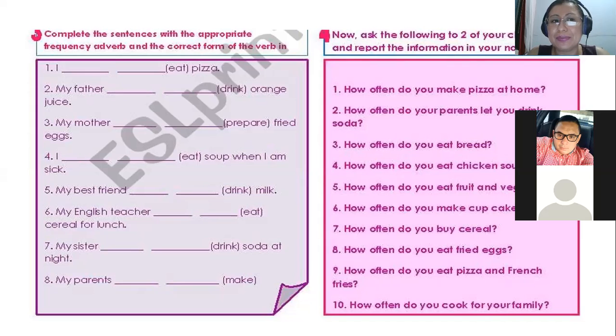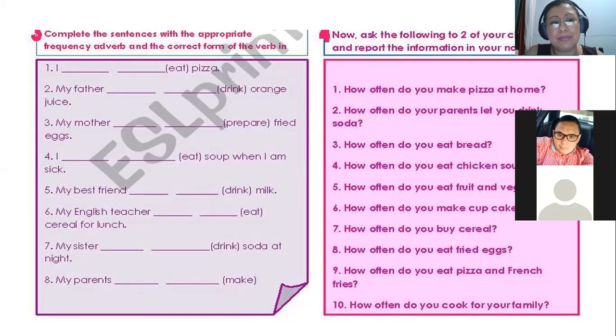Volunteer for number 2. My father occasionally drinks orange juice. Okay, excellent. Drinks, you say drinks with S, right? Excellent. Okay, number 3. Monica, please. My mother, every morning, prepares three eggs. Okay, prepares, right? We have to add the S because I'm talking about my mother. She, right? Thank you, Monica.